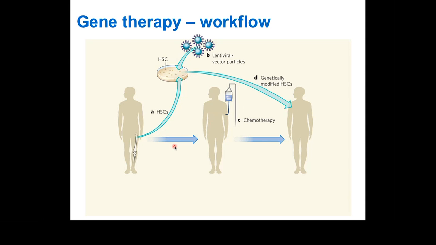So you take stem cells, correct them by putting in the normal beta globin gene, ablate the bone marrow of the patient, and then put the hematopoietic stem cells back into the patient so that those cells will go and sit in the bone marrow to produce red cells with normal beta globin. So that's the workflow.